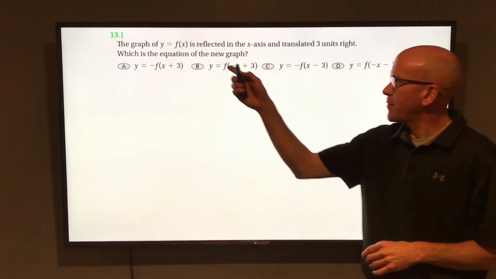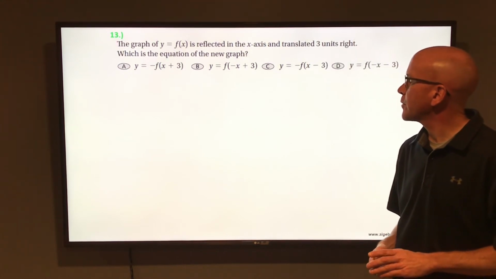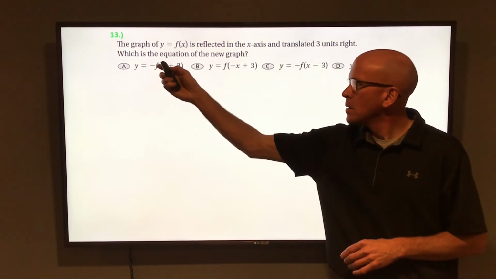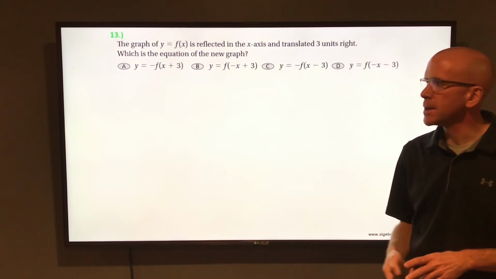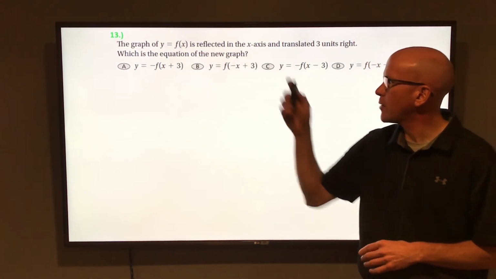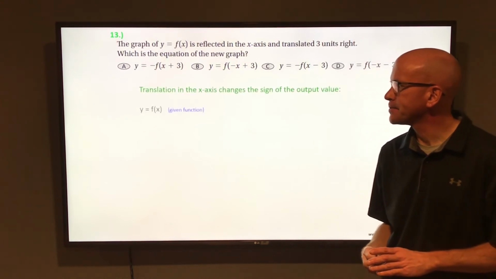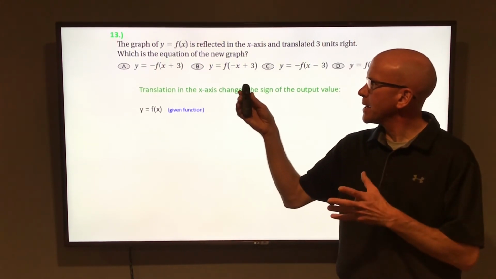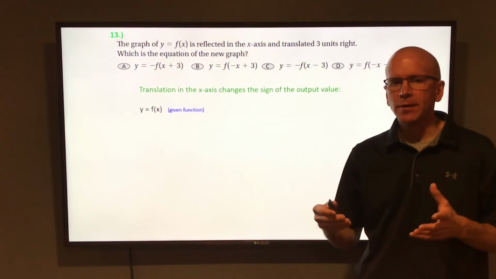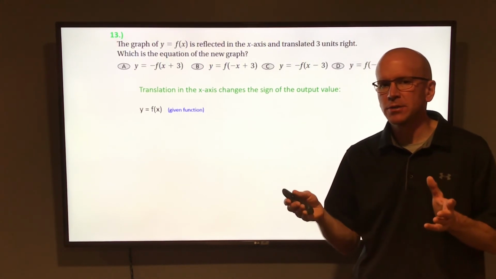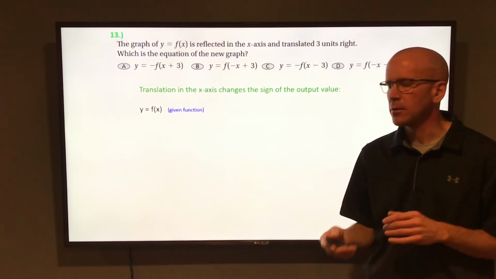The graph of y equals f of x is reflected in the x-axis and translated 3 units right. Find the equation of the new graph. So we're doing two things here. We're taking this y equals f of x and reflecting in the x-axis and then also shifting to the right 3 units. To reflect over the x-axis, you change the sign on the y.